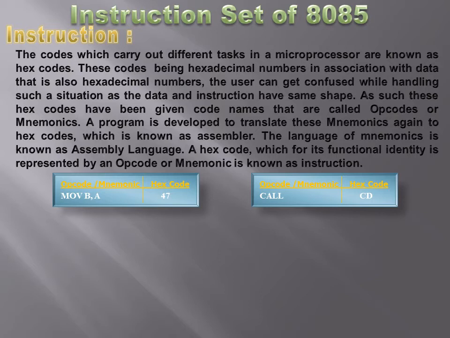But with such type of exercise, we can differentiate between the data and the instruction. The hex codes, which are now represented by an English type of word, are termed as opcodes or mnemonics. So what a mnemonic is, is shown in the example, like MOV, CALL. These all reserved words are mnemonics.